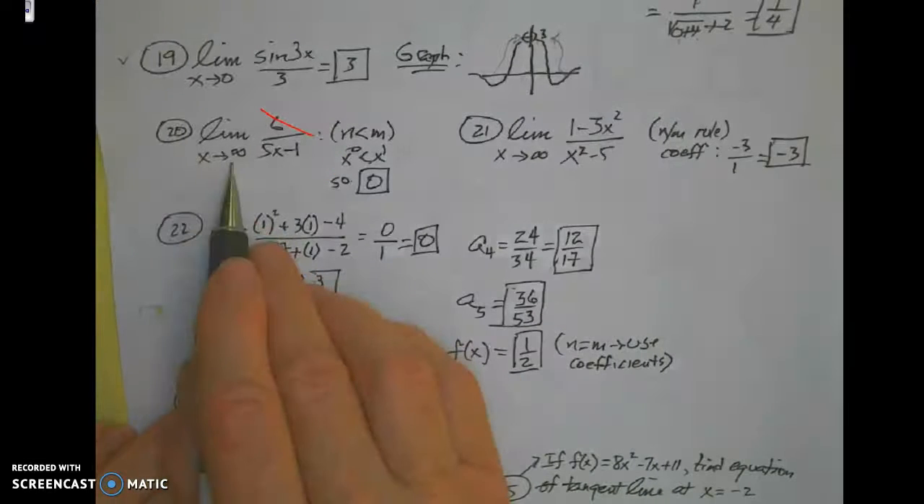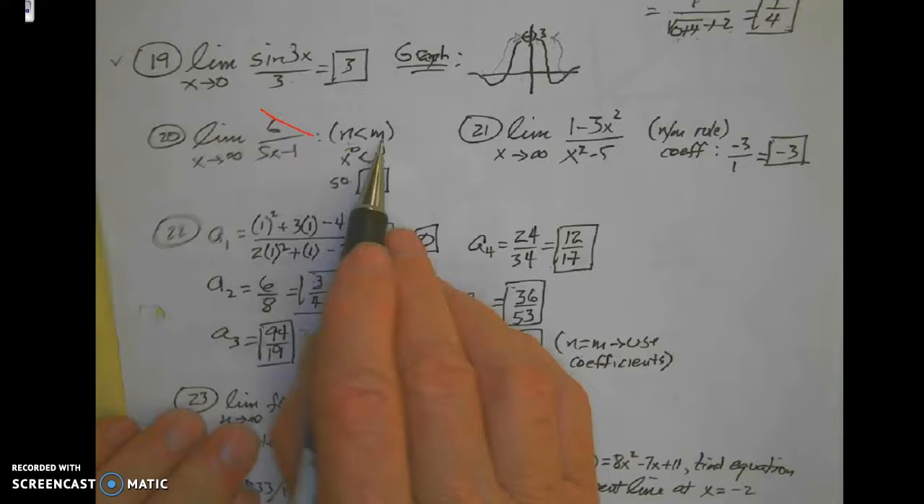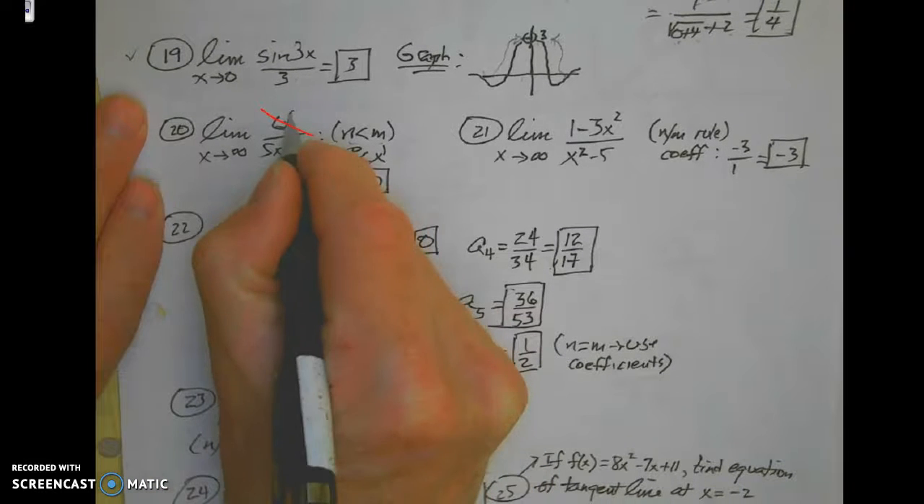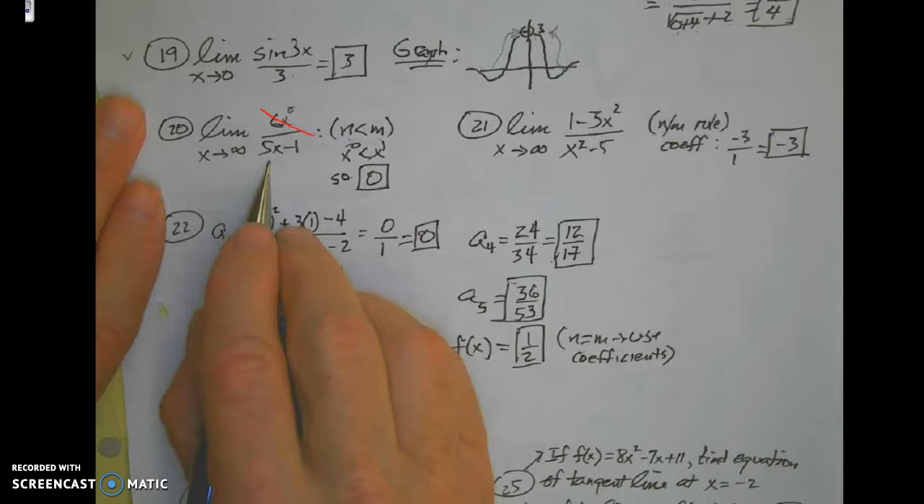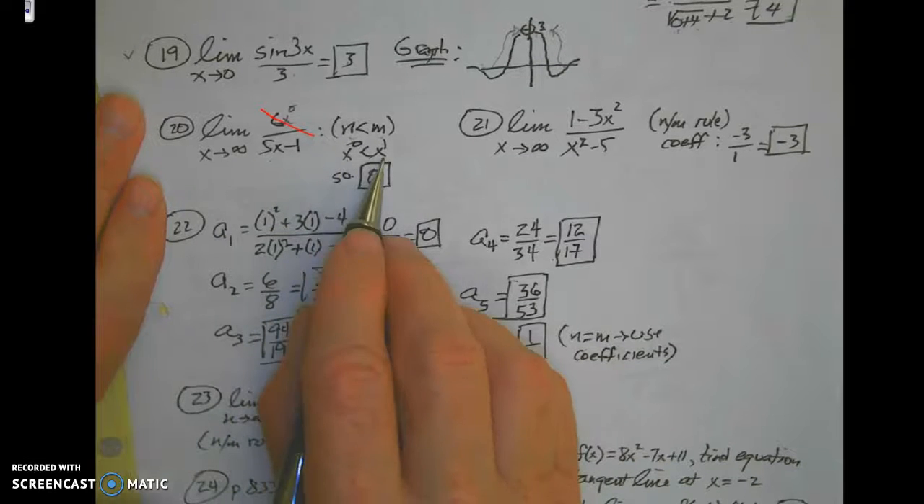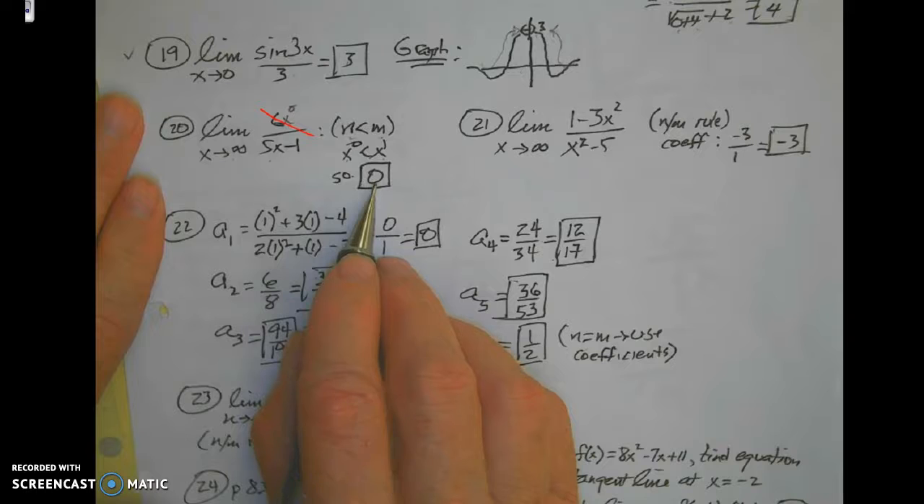On number 20, we're going to infinity. Now that's where your n and m rules come into play. So on the numerator, I really got 6 times x to the 0. And so the denominator is dominant. And because the numerator is less than the denominator, my answer will always be 0.